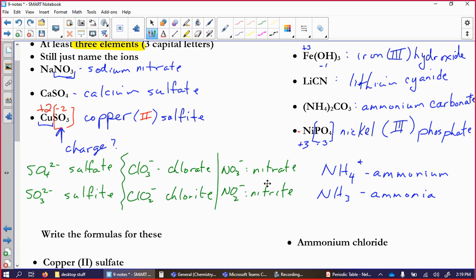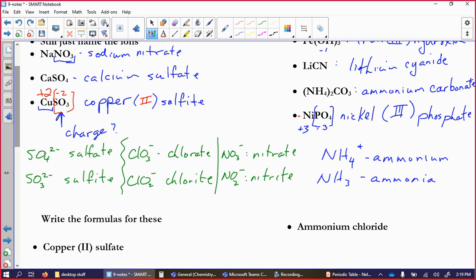So what's the relationship between an ate and an ite? What's the thing that's changing from the ate to the ite? 4 to 3, 3 to 2, 3 to 2. So an ate has a higher number of oxygens. An ite always has one less. SO4, SO3, 3 to 2.